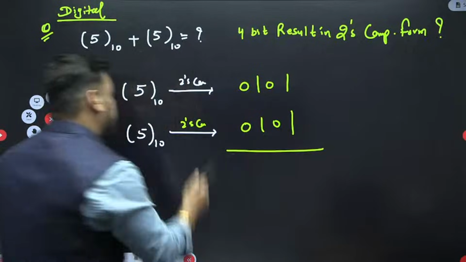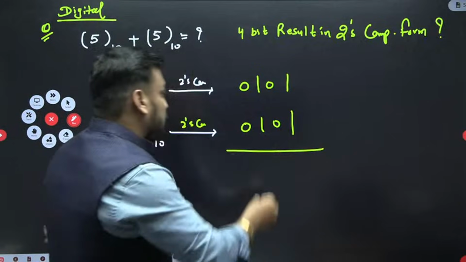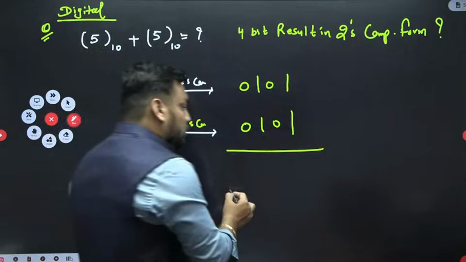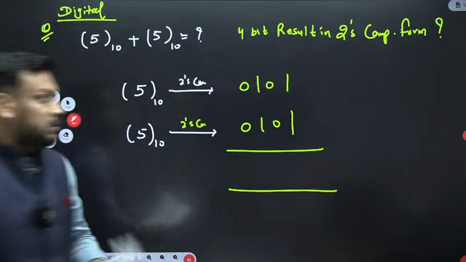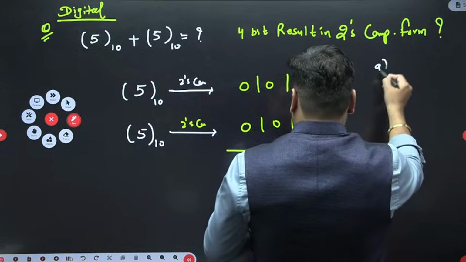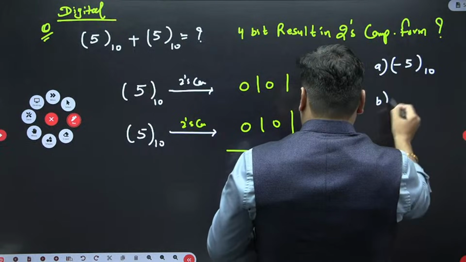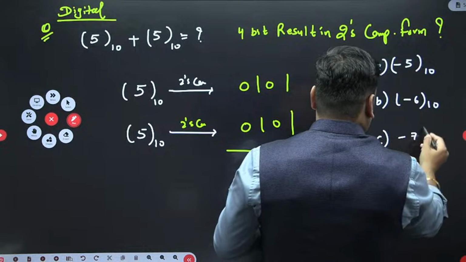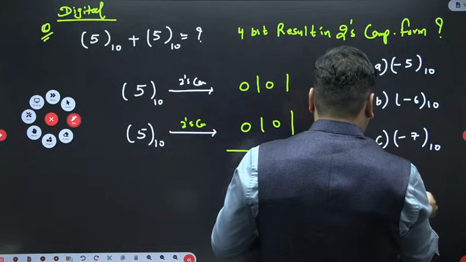And if I wish to perform addition here, simply if I add, guys, whatever I get, the result will be in the 2's complement form only. Yes or no? Here options are also given. I will show you the options as well. Option A, minus 5 in 10. Option B, minus 6 in 10. Option C, minus 7 in 10. And option D, minus 8 in 10.